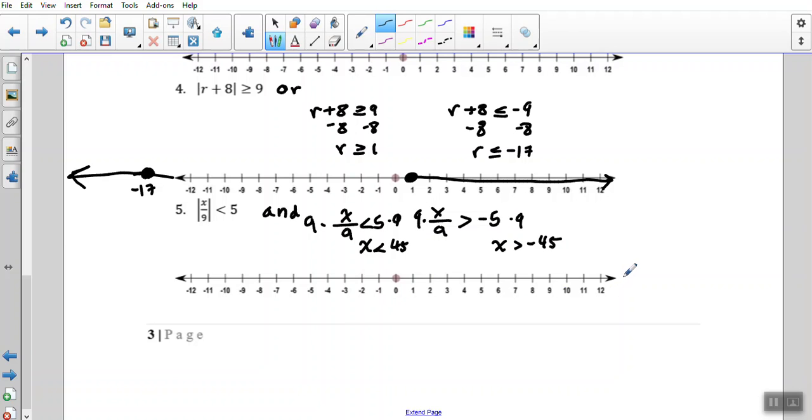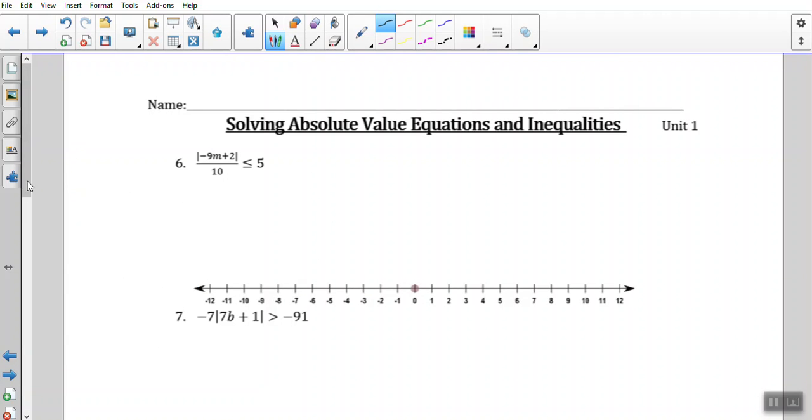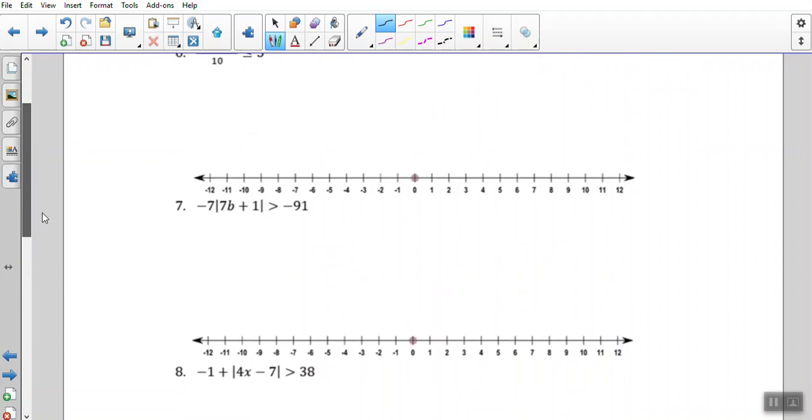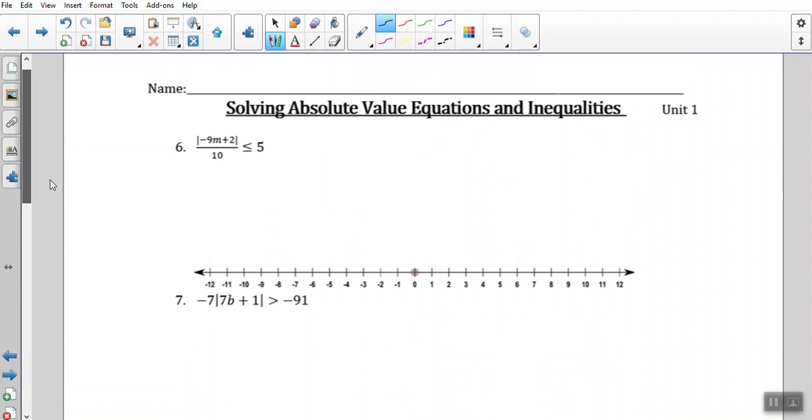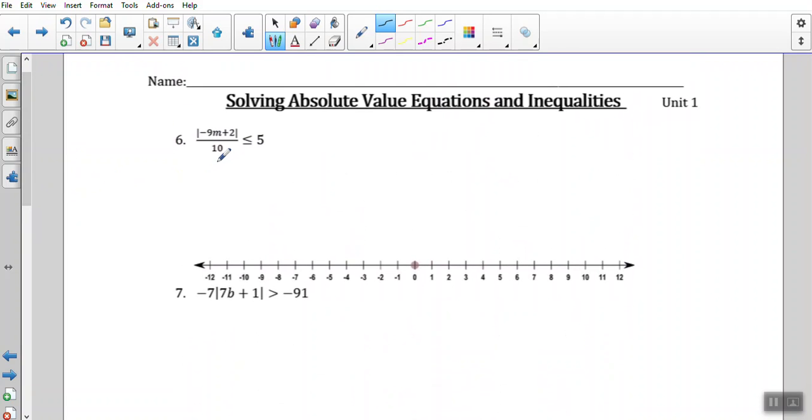So if x is less than 45, let's just say 45 is somewhere over here. We're going to shade it to the left. And then x is greater than negative 45. We're going to shade it to the right. So this, you can see, looks like an AND problem. And then here we have more complicated problems. I'm going to go through problem number 6 and 7. Alright, problem number 6, we're going to have to deal with this 10.